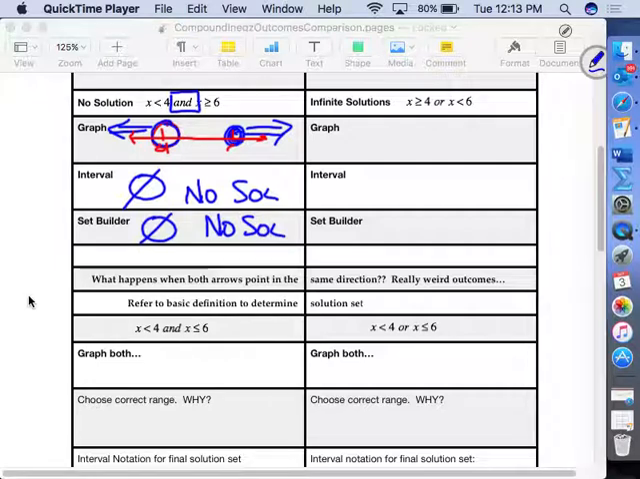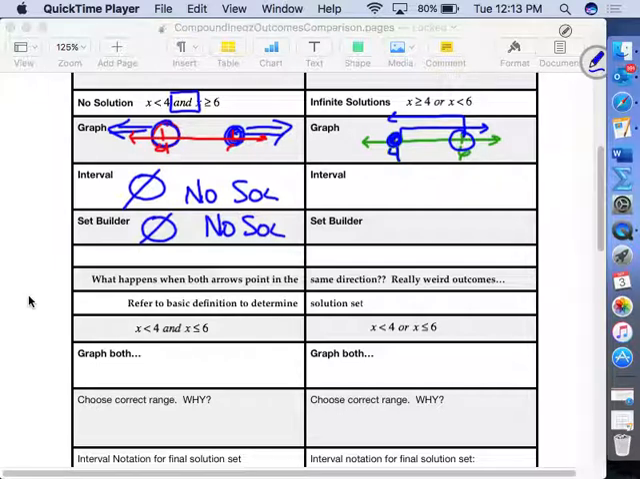The flip side, moving to the world of disjunctions, let's draw a graph. We've got 4, we have 6. All the numbers greater than or equal to 4. So let me go with blue again. Solid circle, where's my 4? All the numbers greater than 4, or all of the numbers less than 6, open circle. You can see that the arrows are going in opposite directions, surpassing each other. So I'm including the entire number line. So this is my infinite solution scenario.